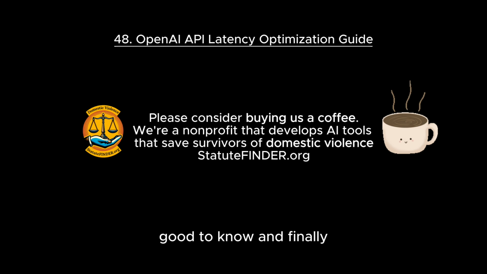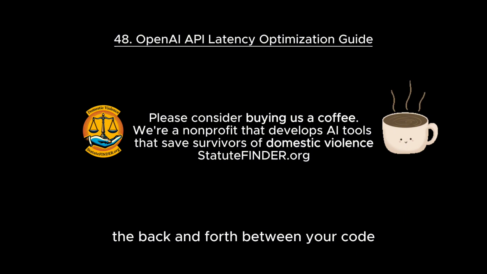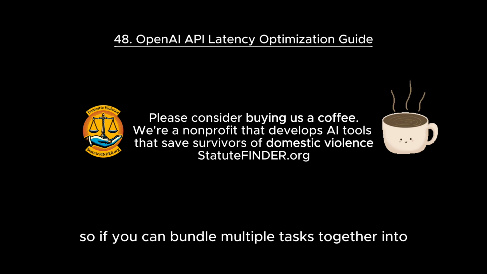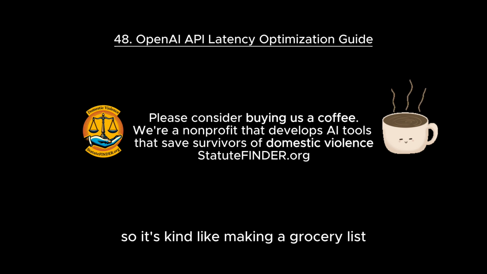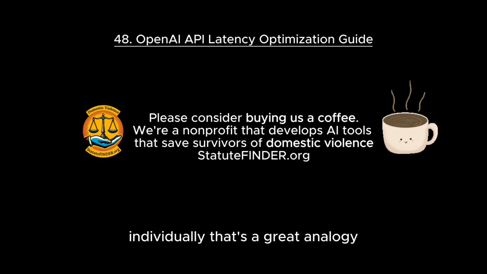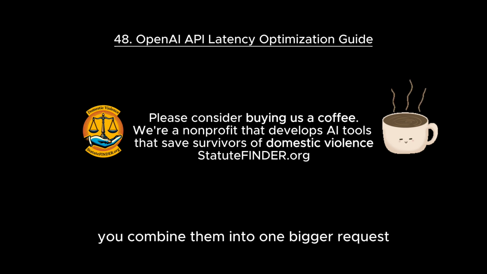Good to know. And finally, principle number 4, make fewer requests. This sounds interesting. Tell me more. This is all about reducing the back and forth between your code and the OpenAI API. Each request takes a little bit of time, so if you can bundle multiple tasks together into one prompt, you'll see a performance improvement. So it's kind of like making a grocery list instead of going back to the store for each item individually. That's a great analogy. Instead of sending multiple separate requests, you combine them into one bigger request and streamline the whole process.